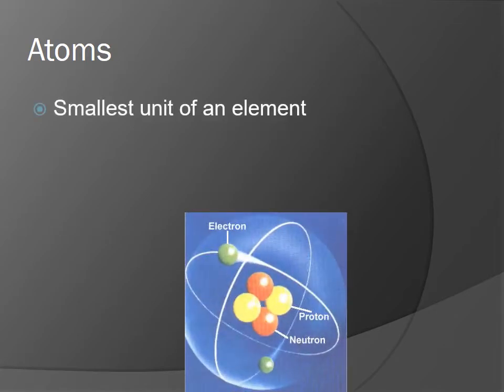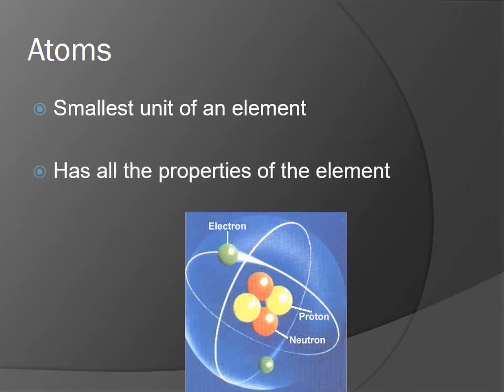Atoms. Atoms are the simplest form of all elements. And so if you take an element of copper, what is the smallest unit of copper? Well, that would be the atom of copper. And atoms of copper would have all of the properties of the element we call copper.